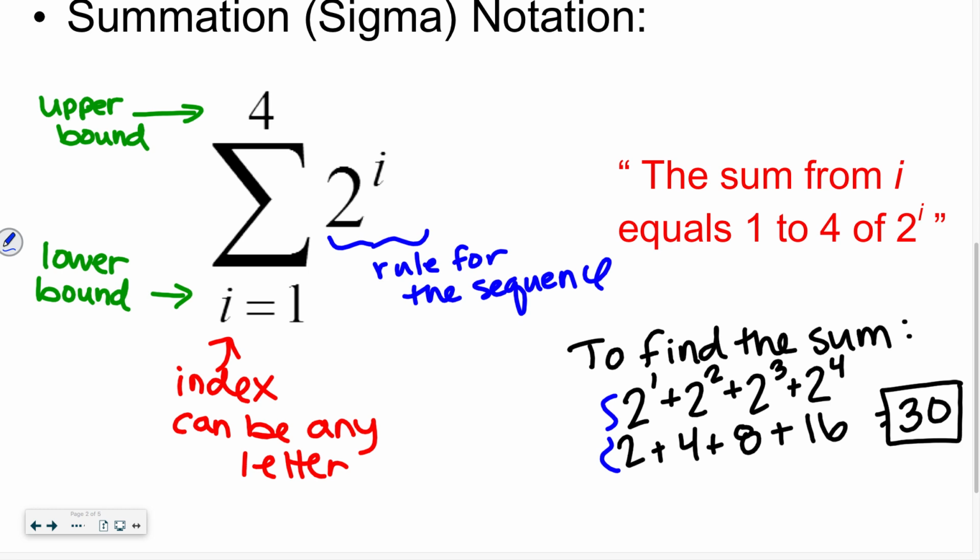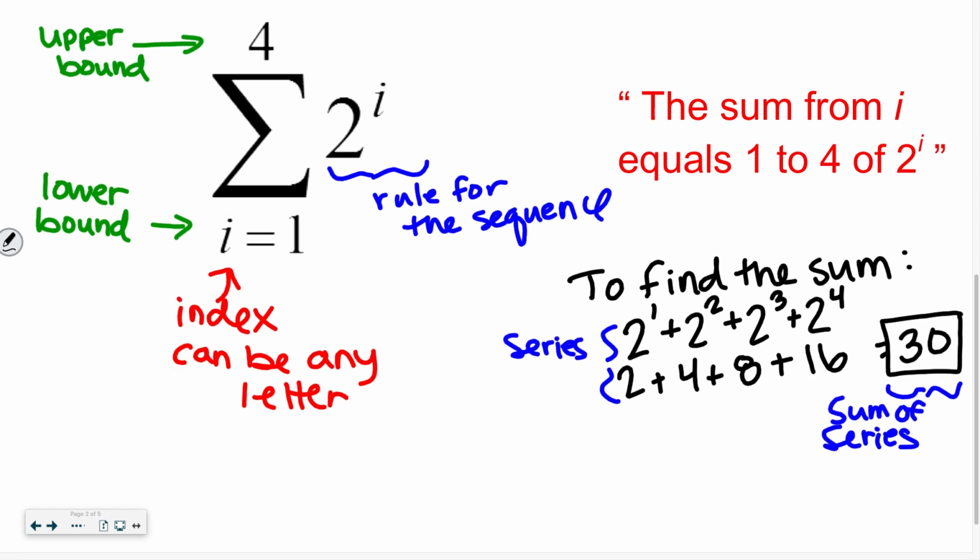These two pieces right here would be your series. They're the sum of the terms. This right here is the sum of the series. And this stuff over here is summation notation. So there's really like 3 things to think about. Anybody got any questions for me?